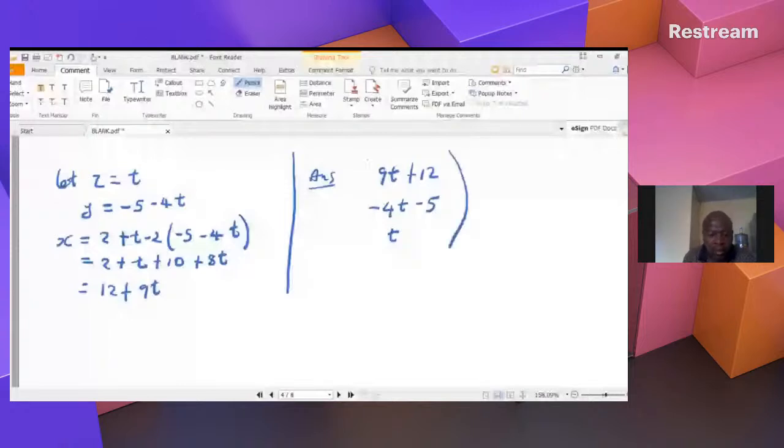So that is why I say that this system has infinitely many solutions. And I say that it depends on what you assign your t to be. So if t was to be 1, what would be the solution? If t was to be 2, what would be the solution? But then we just leave our solution this way. You don't need to replace t with 1 or 2 or 3 or 4. Just leave your solution this way.